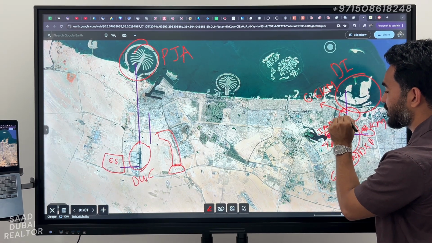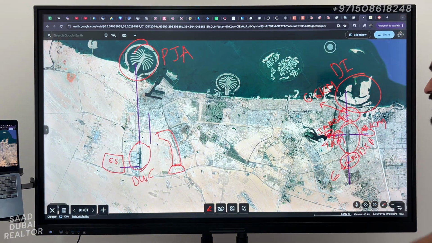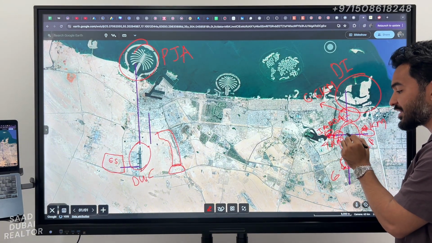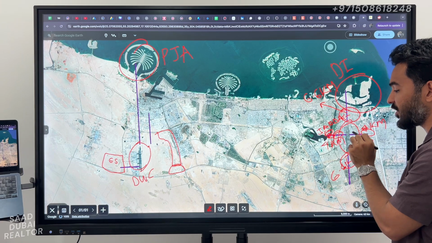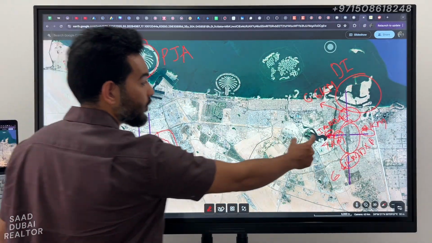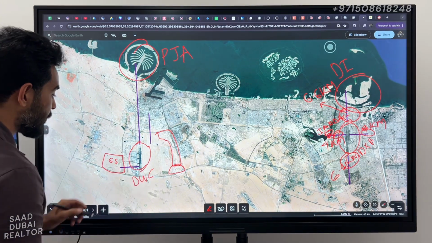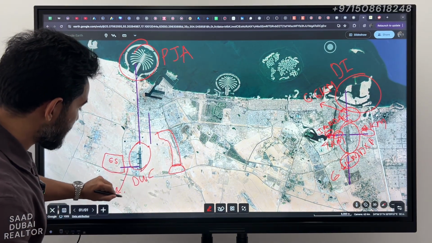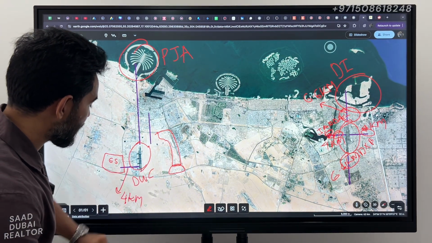Jaddaf. And nobody here is complaining about aircraft sounds. Okay, and this is still in a 4-kilometer distance from the runway. Now this right here is the same 4 kilometers. 4 kilometers here, 4 kilometers here. So this is also 4 kilometers.